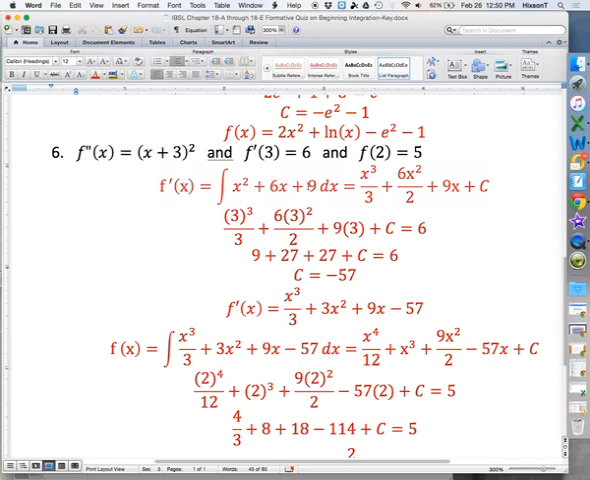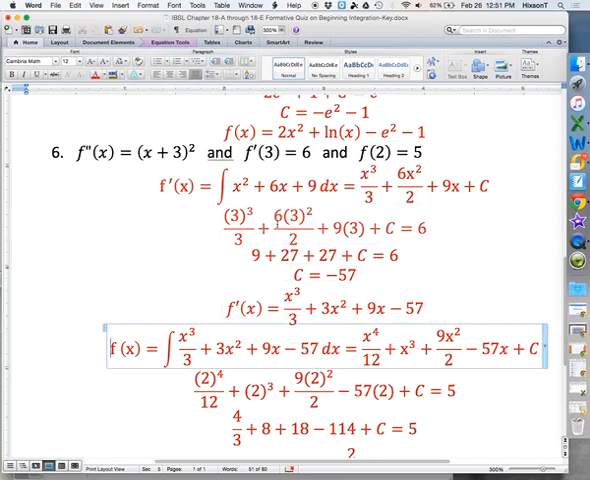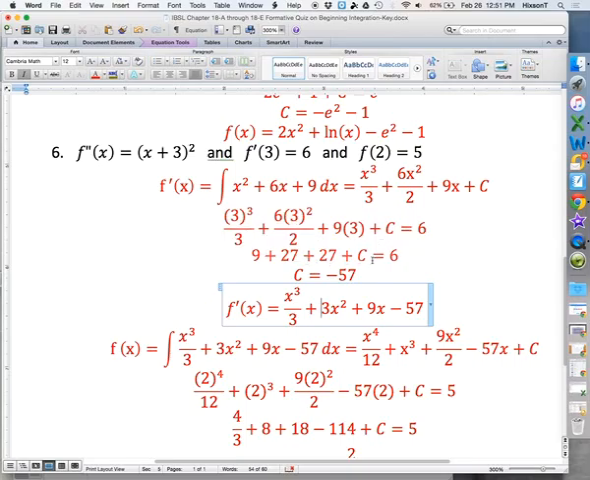To integrate this, we have to FOIL it out. So it's x squared plus 6x plus 9. The integral is x cubed over 3 plus 6x squared over 2 plus 9x plus c. Okay? That 6 over 2 we can reduce down to a 3. And you'll notice I do that down here. Once we get to the derivative function, it is reduced. But notice I took this point 3, 6 that was on the derivative, and I plugged in 3, and I made the whole thing equal 6. And we solve and we get our constant equal to a negative 57.